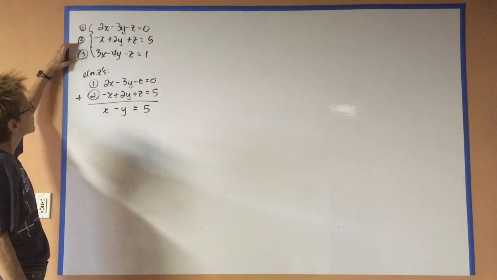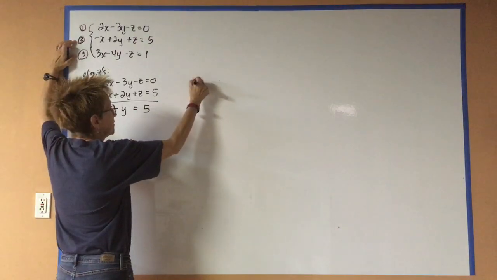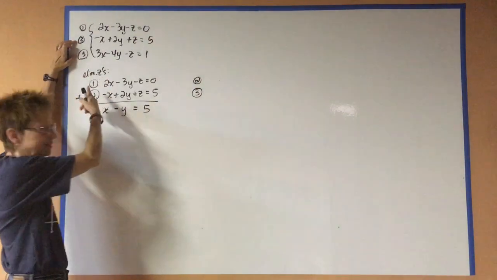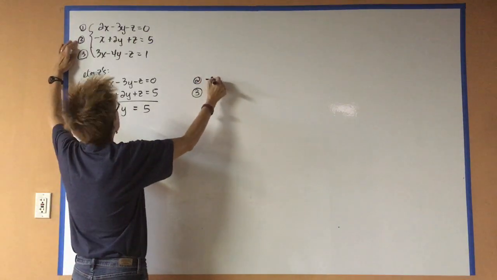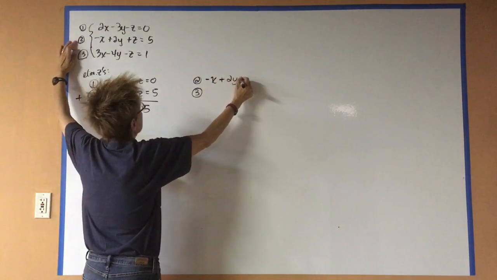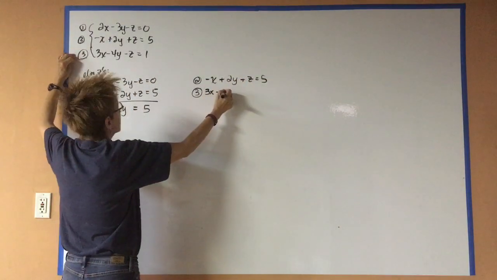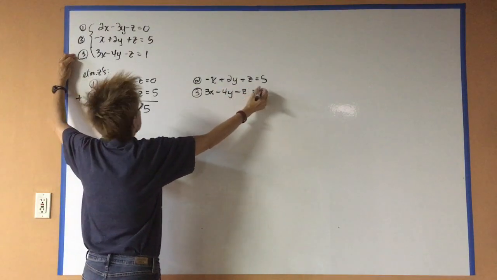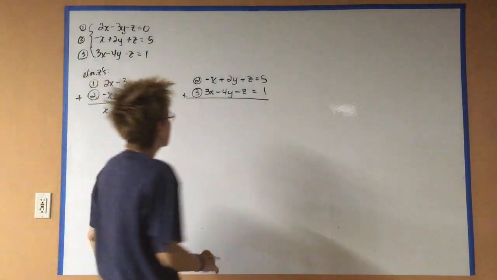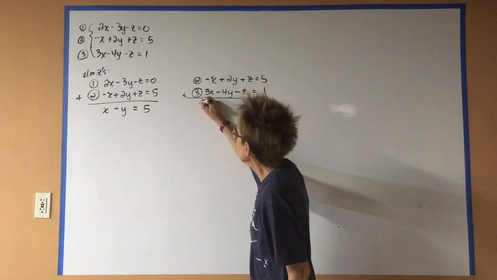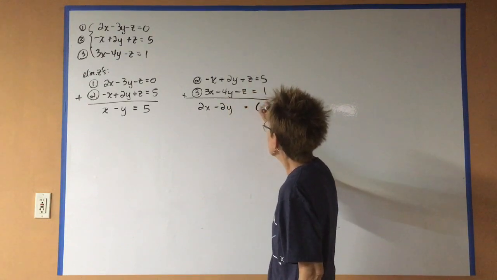Now, something other than 1 and 2. So when I'm noticing what's ready to go is 2 and 3 as well. So I'm going to do 2 and 3 now. So don't do the same 2 again. You won't get anywhere. You'll just be spinning in circles. I've got negative x plus 2y plus z equals 5, and 3 is 3x minus 4y minus z equals 1. Again, I didn't have to do anything to those to get the z's to eliminate. So this gives me 2x, this gives me negative 2y, z's are gone, equals 6.